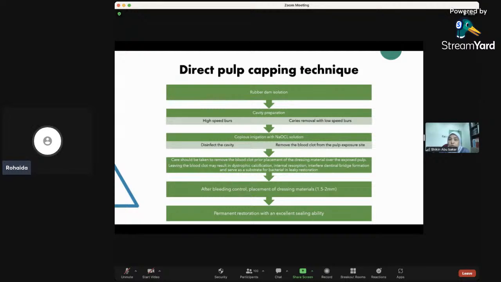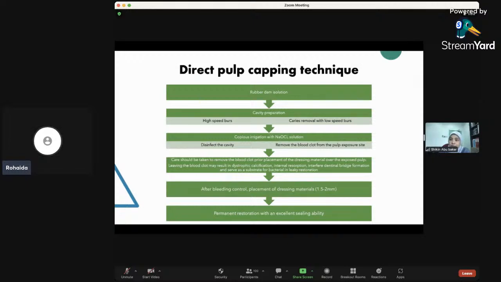Okay, this is the reason: you have to remove the blood clot prior to placement of your pulp capping material. Okay, because the blood clot may result in dystrophic calcification. We have a risk of internal resorption, and also it will interfere with dentinal bridge formation. So you really have to make sure that you clean the blood clot, because your capping material should be on the pulp tissue.